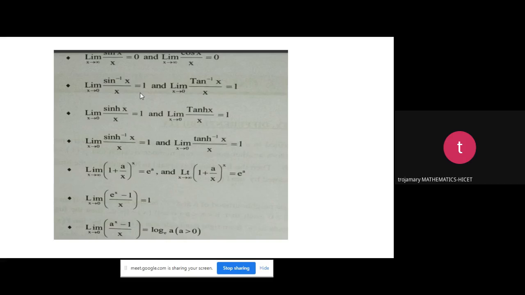Now, the same result is applicable for the hyperbolic and the inverse hyperbolic functions also. So, limit x tends to 0 sinh x by x, similarly tanh x by x, the value equals 1. And limit x tends to 0 sinh inverse x by x, similarly limit x tends to 0 tanh inverse x by x equals 1.